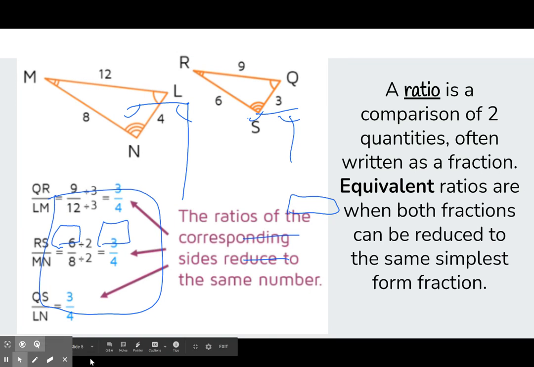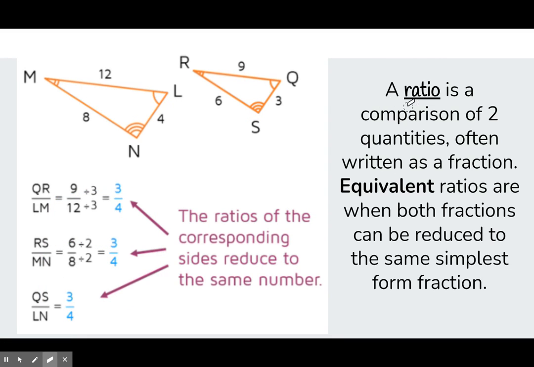Then we look at ratios. So we talked a lot about ratios the last few days. And here we have, it's a comparison of two quantities, often written as a fraction. So one number over the other. And equivalent ratios are when both fractions can be reduced to the same simplest form fraction. So what that's saying here is if we take a look at the side length of QR to start. Okay, so I have QR. That is 9. And then I look at the other shape with the corresponding side, which would be LM, right there in the same position. That's 12. And so we have 9 over 12. And if we were to reduce that to the simplest form, it would be 3 over 4.